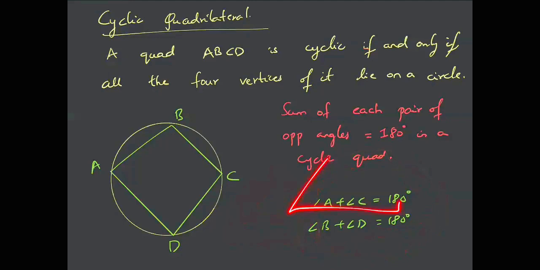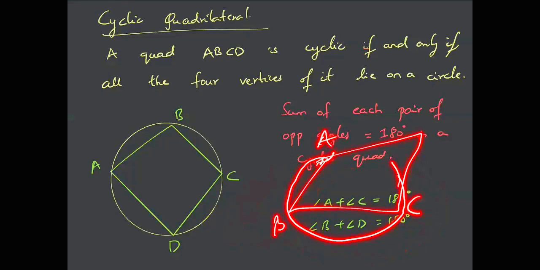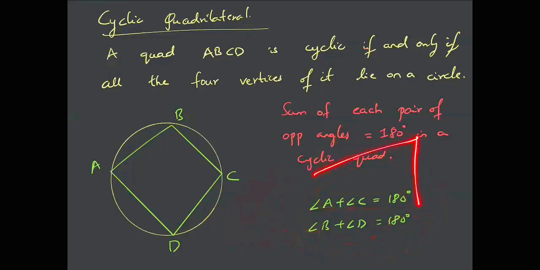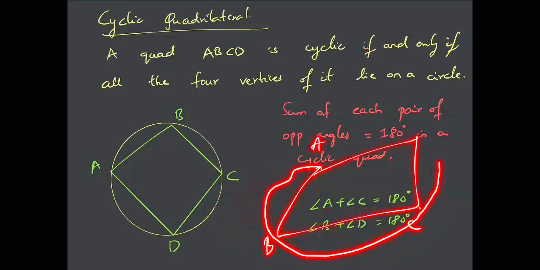Okay, that also means that if you draw a circle through any 3 vertices, I mean you can draw a circle through A, B and C, it may not pass through D. Okay, so if you draw a circle through A, B and C, and if it also passes through D automatically, then this quadrilateral is cyclic. That is, all the vertices lie on the same circle.